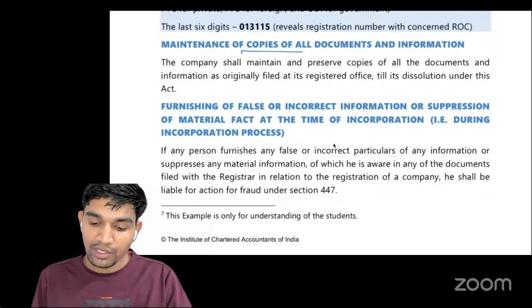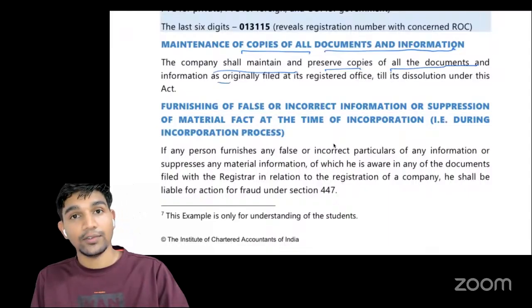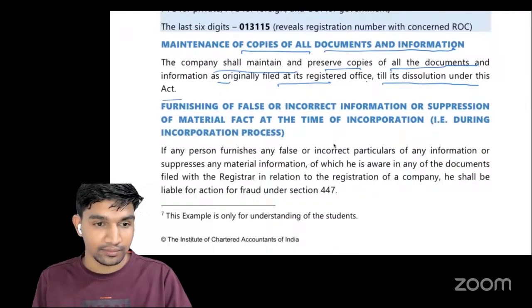And maintenance of copies of all documents and information. The company shall maintain and preserve copies of all the documents and information as originally filed at its registered office till its dissolution under this act.